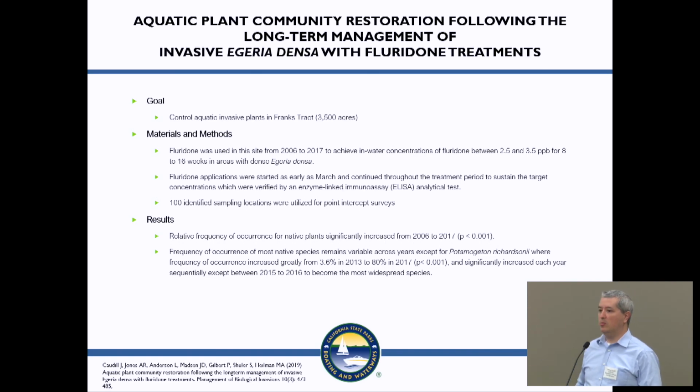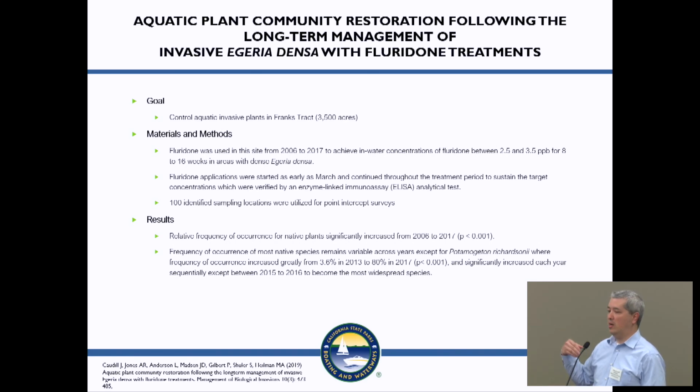I've got some materials and methods here. Again, fluridone was used. We're going to use it for 8 to 16 weeks at a time. We'll call it per treatment phase, and some years there might be 2 treatment phases. This is a systemic herbicide, which you have to keep a certain water level concentration in order for this to be effective. And in a moving estuary and tidal influenced area like the Delta, that's a very, very challenging ask. And it takes a lot of effort and a lot of resources to be able to maintain that.